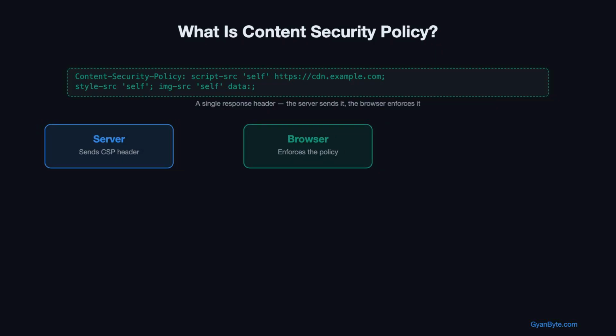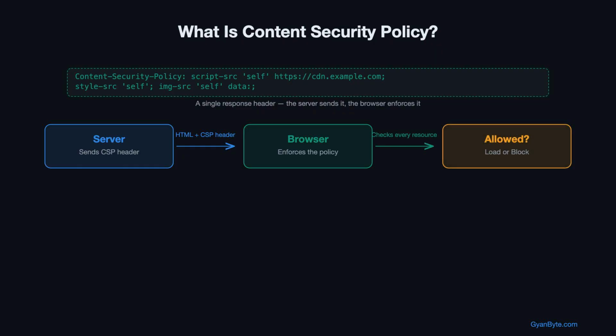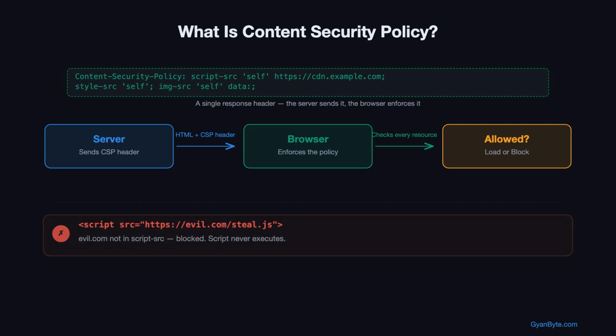Your server sends the HTML response with a Content-Security-Policy header. The browser reads the policy, parses every directive, and from that point on, every resource the page tries to load gets checked against the policy. If it's allowed, it loads. If not, the browser blocks it and logs a violation.